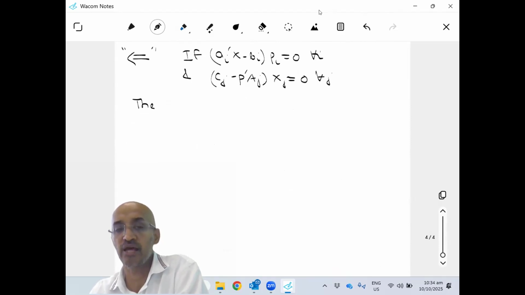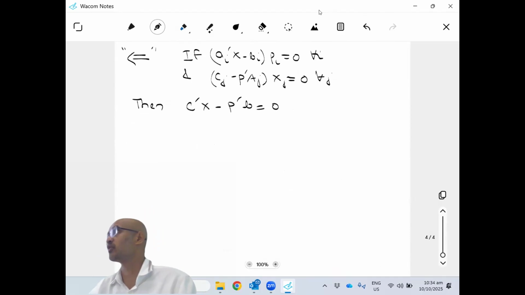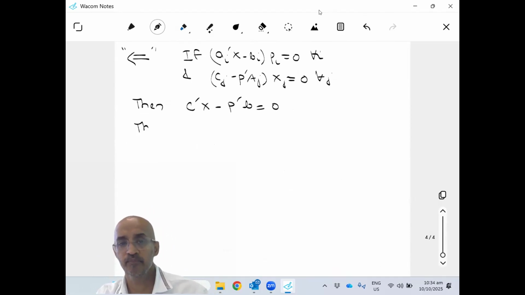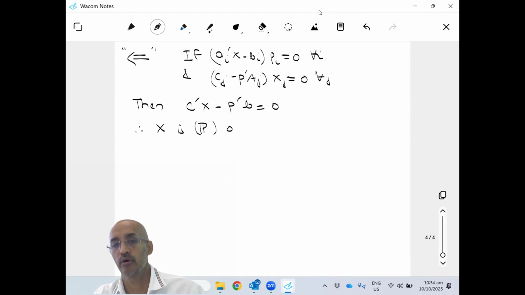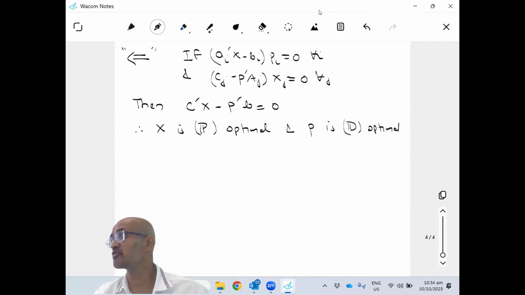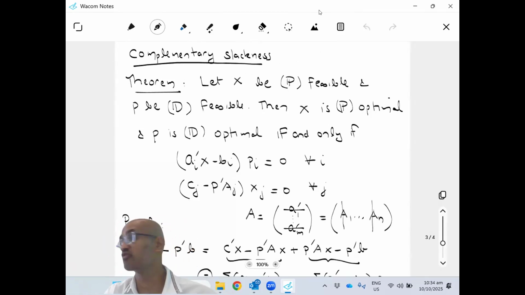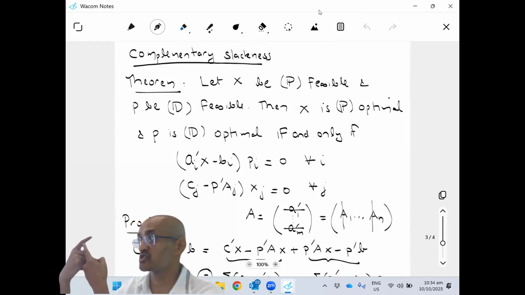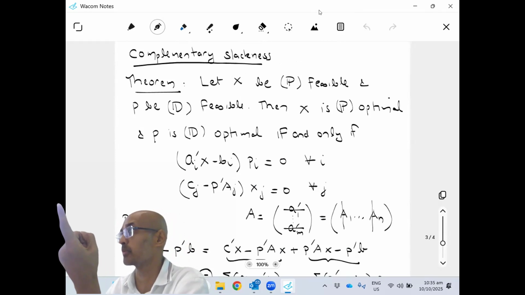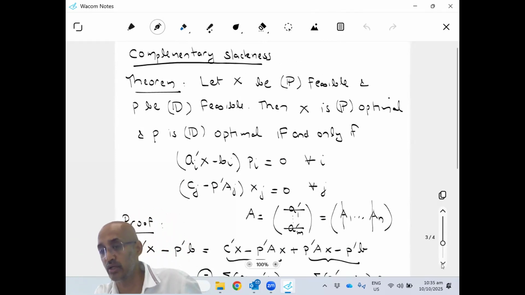then what does it mean? Then c transpose x minus p transpose b is equal to 0, from the way I wrote the duality gap. Therefore, x is primal optimum and p is dual optimum. Why? From the implication of weak duality. What did weak duality tell us? If I give you a primal feasible and a dual feasible solution where the objective functions are the same, they have to be optimum. This was the implication from weak duality.